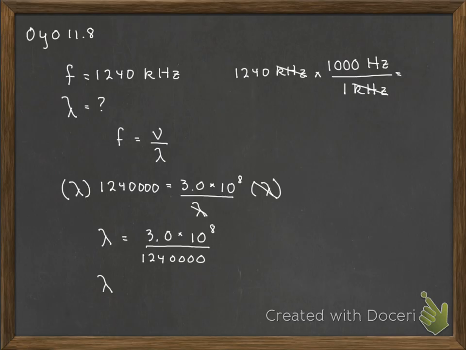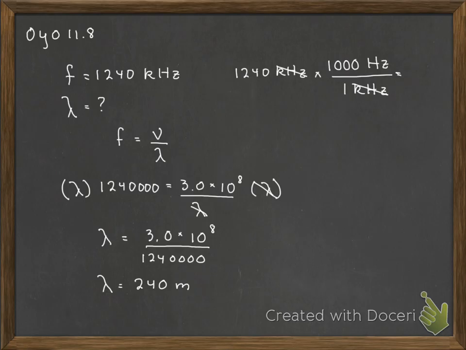So your wavelength: you've got 2 significant digits here, and you've got 3 in the bottom. Remember, all those zeros behind don't count. So 240 meters is the length of that particular wave. Okay, you doing all right, guys?